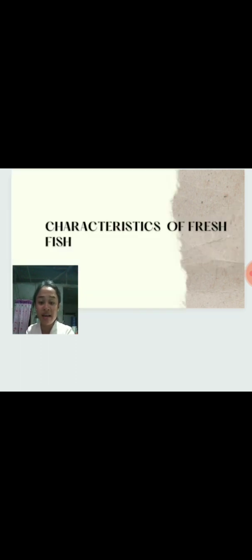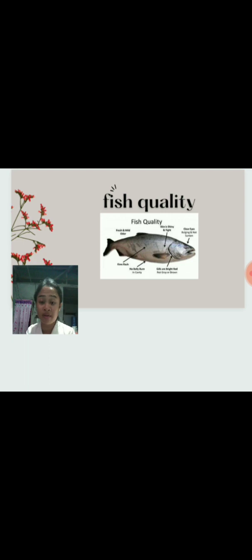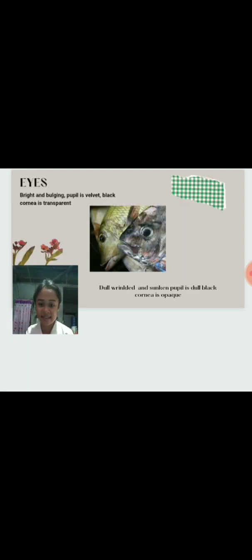Next are the characteristics of fresh fish. We must know the quality of the fresh fish. First is the eyes. The eyes of the fresh fish are bright and bulging, the pupil is velvet black, and the cornea is transparent, while the eyes of the spoiled fish are dull, wrinkled, and sunken, the pupil is dull black, and the cornea is opaque.